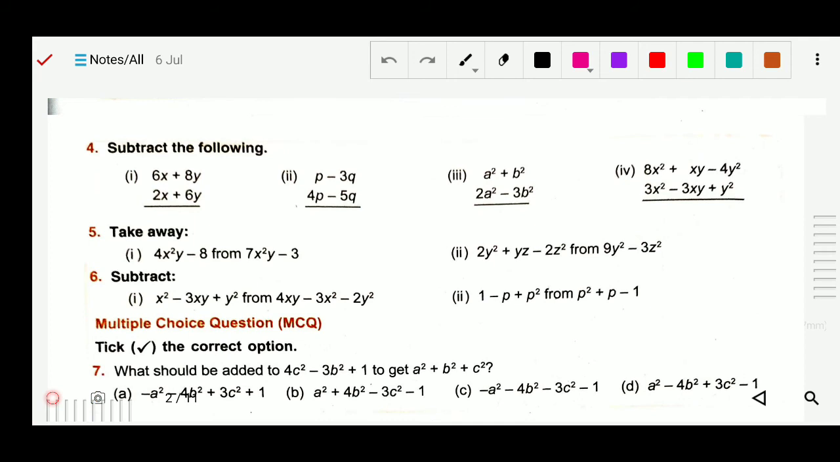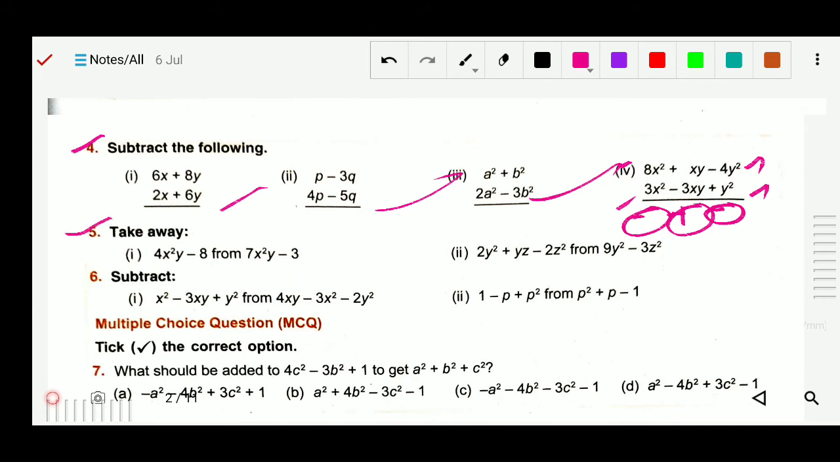Question number 4. Okay, so here is the subtraction of the following. You can do it very easily, because it is already arranged. You only have to change the signs: this plus sign becomes minus, this minus becomes plus. Everything is already arranged, and you can do it. So you can do it by yourself. Very easy, it is already in arranged form, you only have to change the sign and subtract. Okay, so now question number 5.